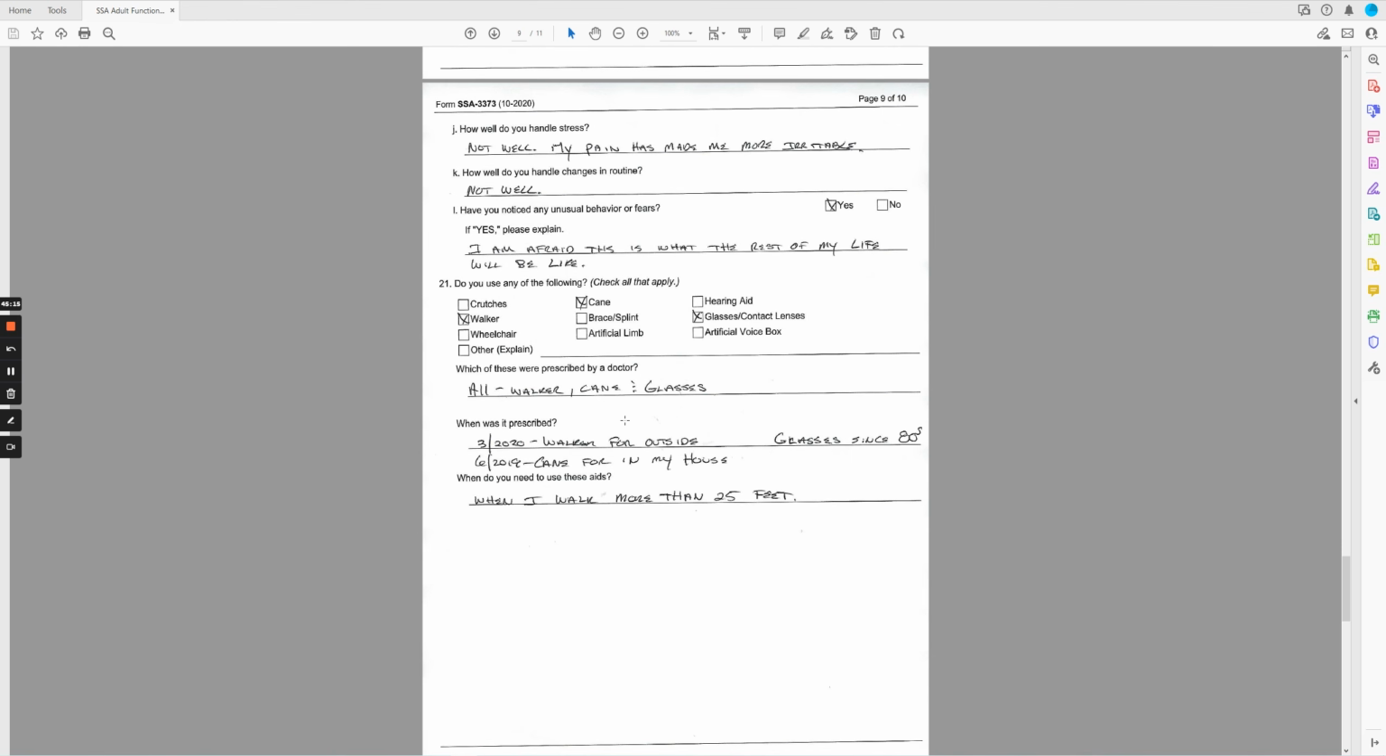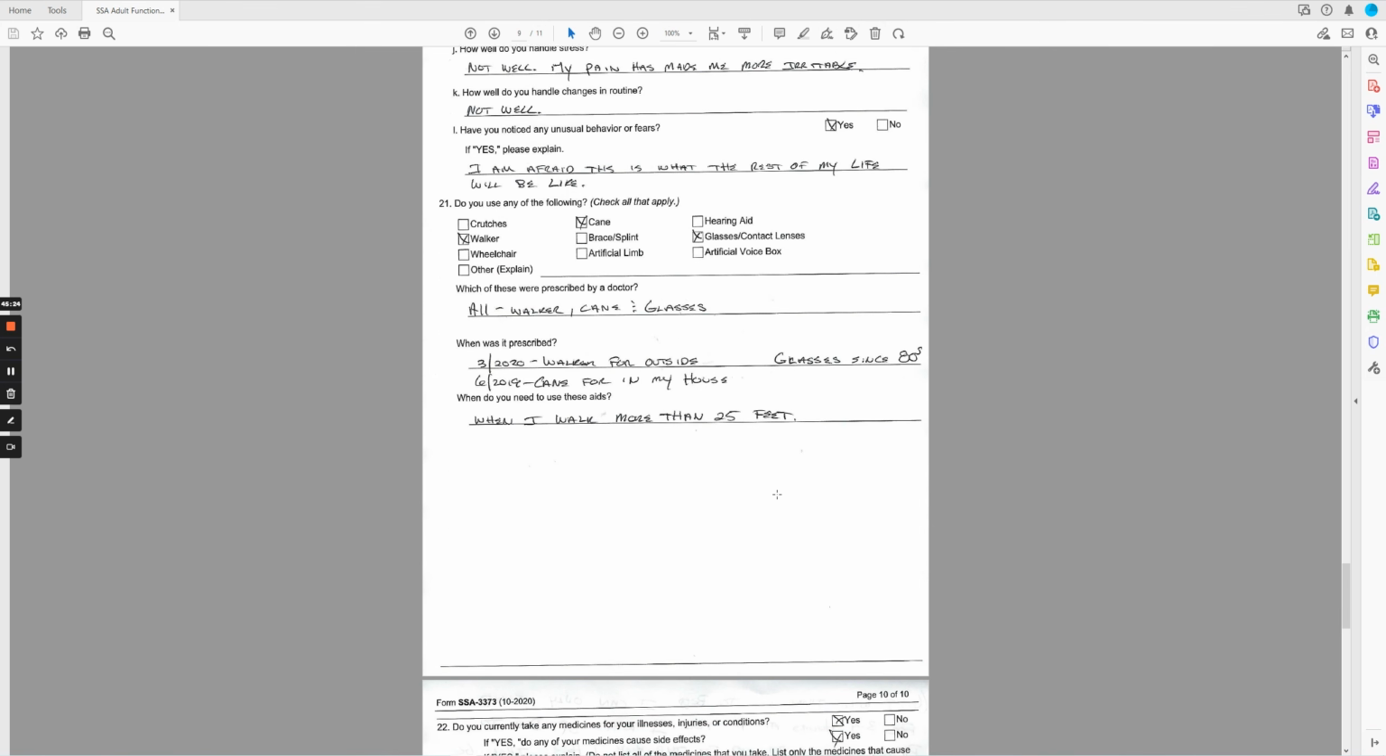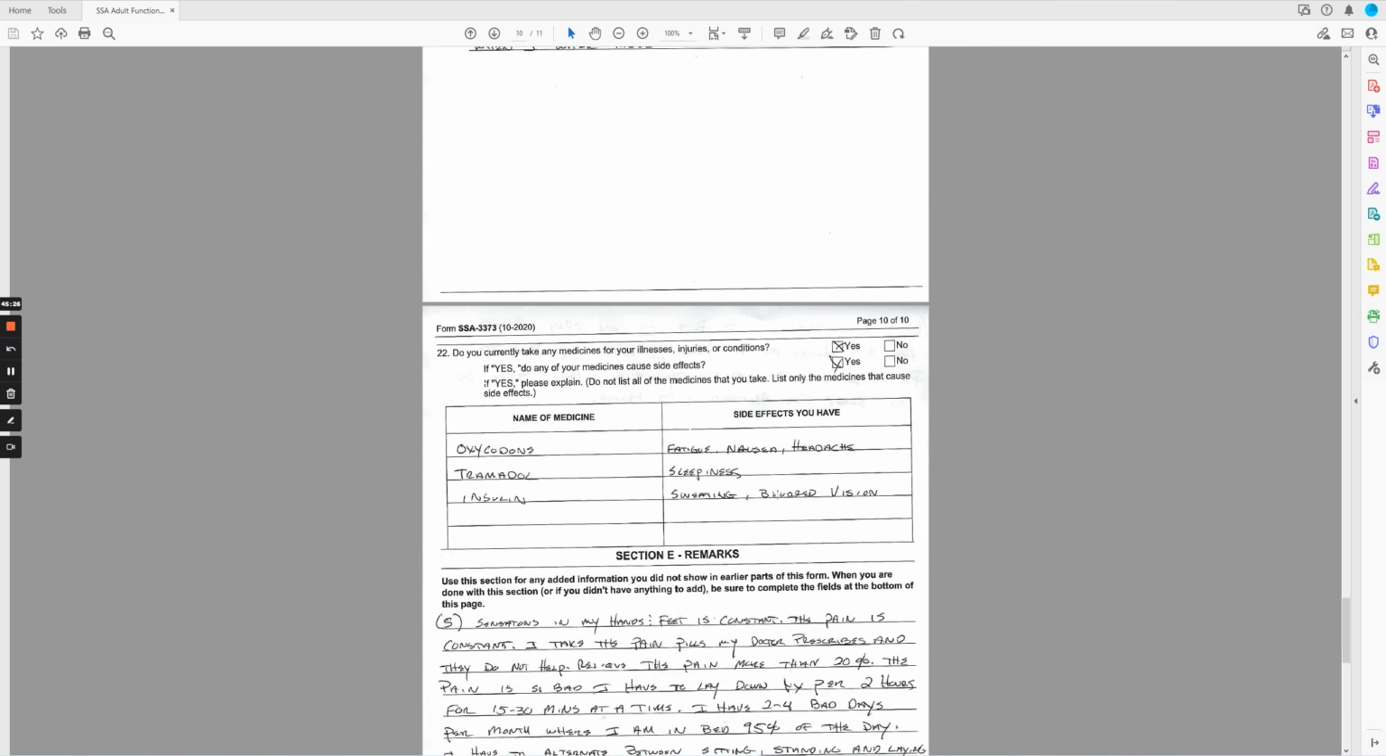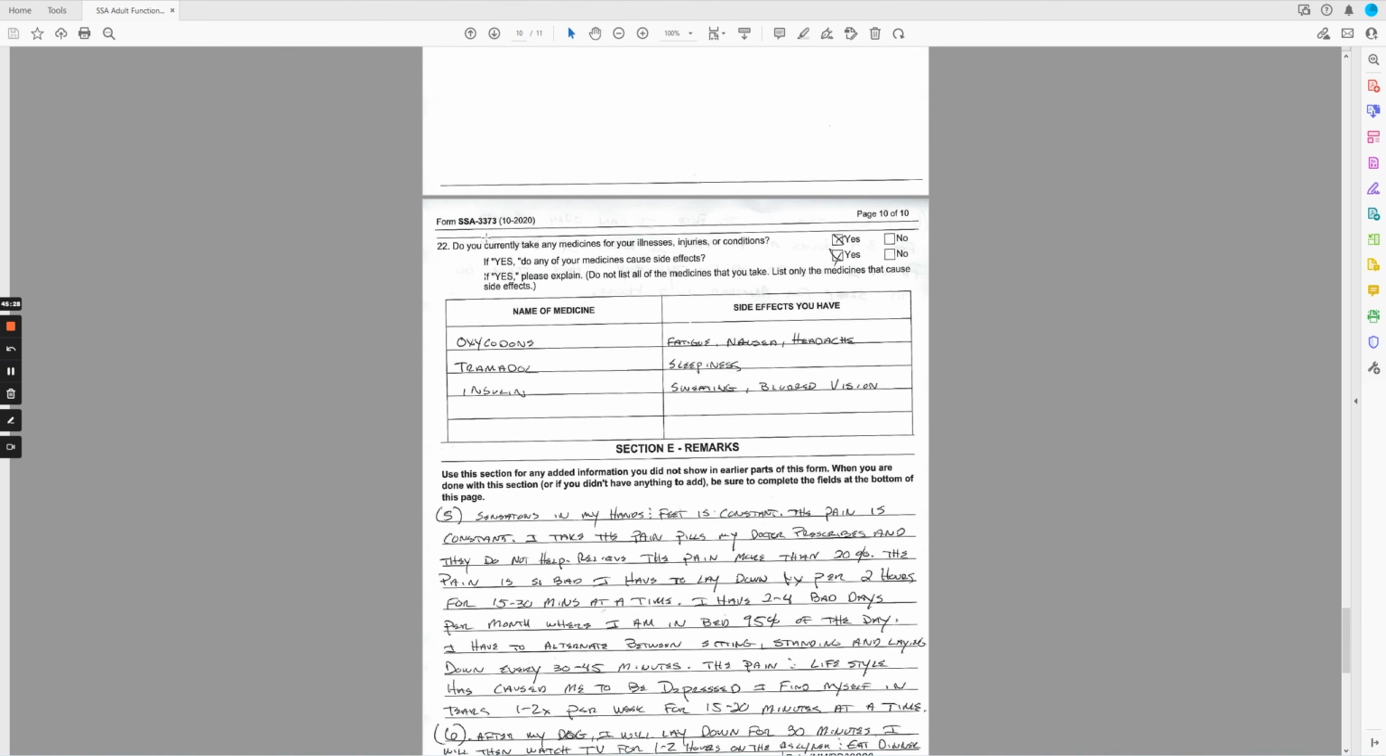But, especially if you're using a walker, cane, or a wheelchair, you're going to want to get the exact date that those things were prescribed. And your doctor can help you out with that. And then here again, this is really important. The last question is the medication. Do you currently take any medications for your illness or injury?